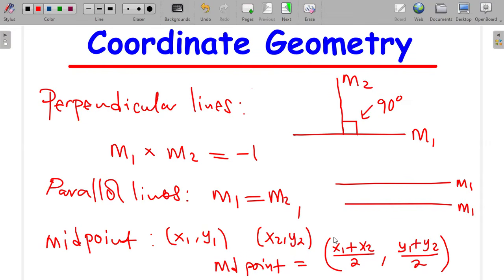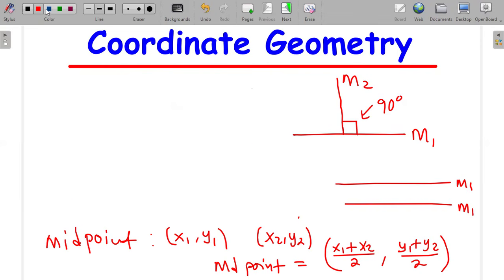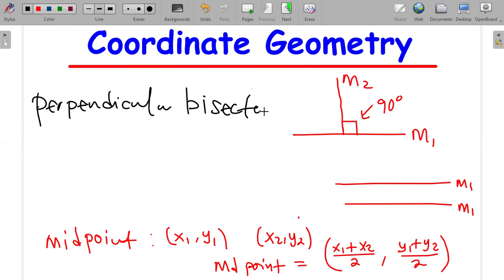The other thing that you have to know is what we call a perpendicular bisector. So what is a perpendicular bisector? A perpendicular bisector of a segment is simply a line that will pass through the midpoint of that segment.